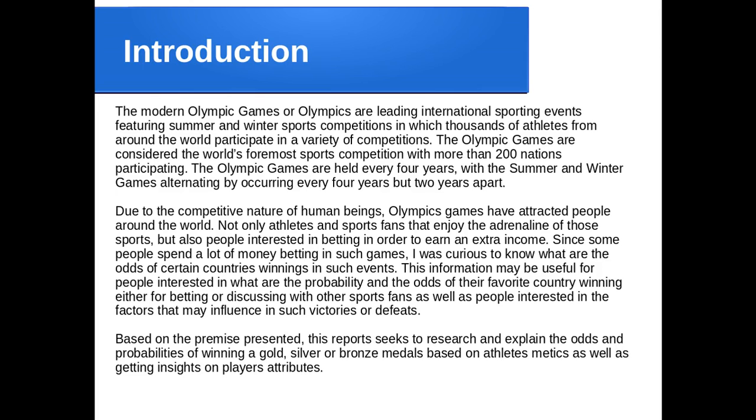The reason why I decided to choose this particular dataset was because it is well known that people spend a lot of money betting on which country is going to win a certain competition. I was pondering what the probability or the odds are of a certain country or a certain player winning based on the characteristics that player has. And with that curiosity in mind, I decided to perform my analysis.